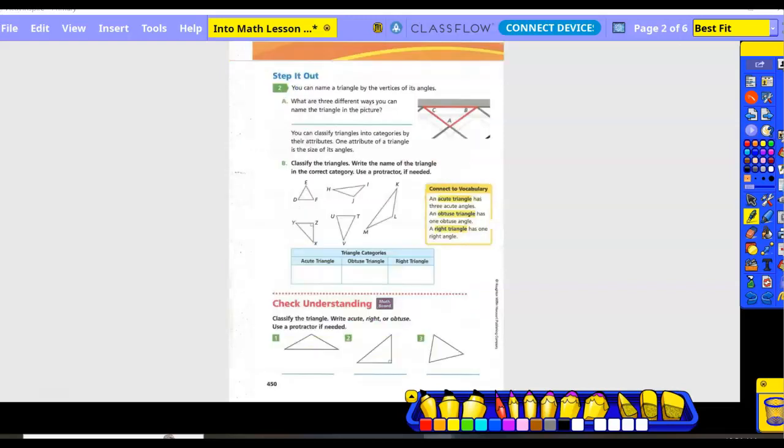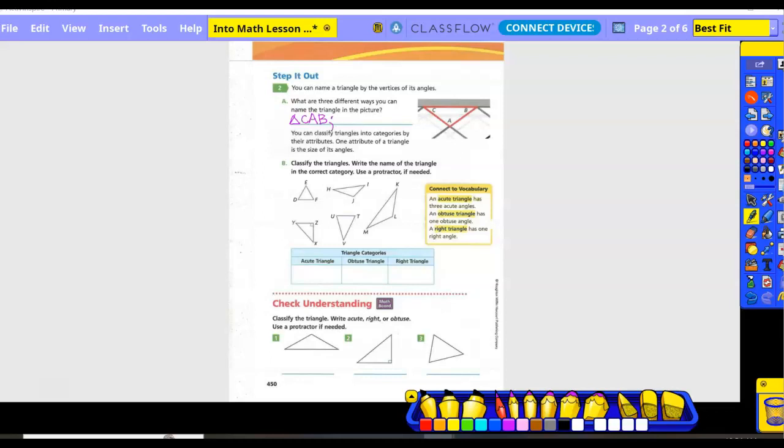Step it out, number two. You can name a triangle by the vertices of its angle. What are three different ways you can name the triangle in the picture? So, what did we say? The vertex, the one you're looking at, has to be in the middle of the labels, right? So, I can name this as triangle, what? CAB, right?